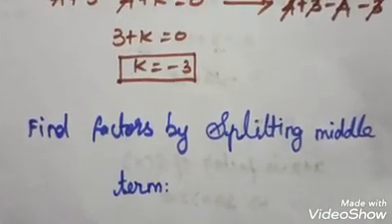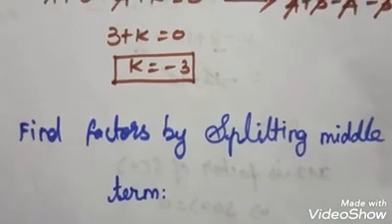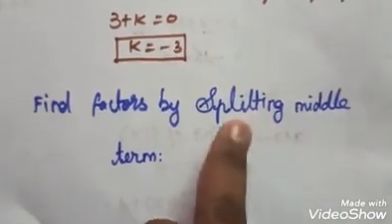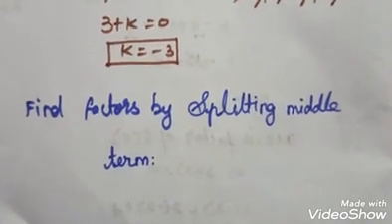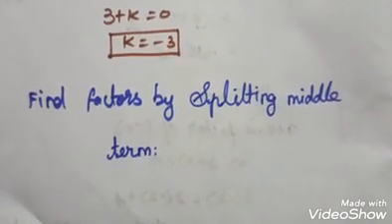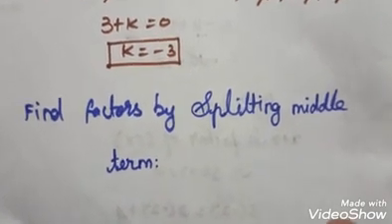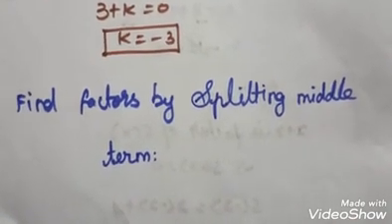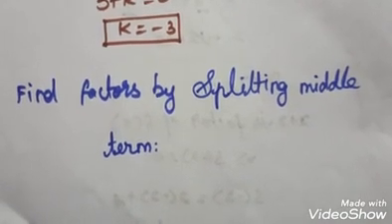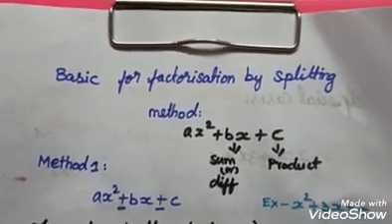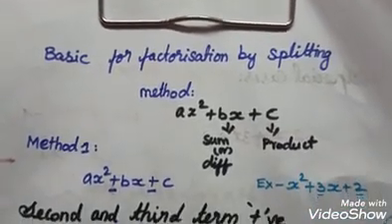So before we see that example, we have to know some basic application for this method, because there are some techniques we have to follow to find the factors by splitting the middle term. So we have to see some cases, some methods to use this splitting middle term. Now we see the basics of factorization by the splitting method.